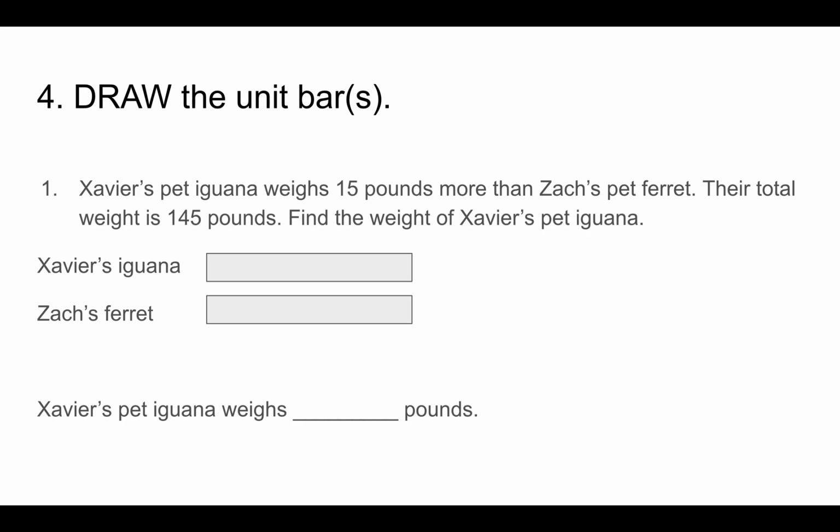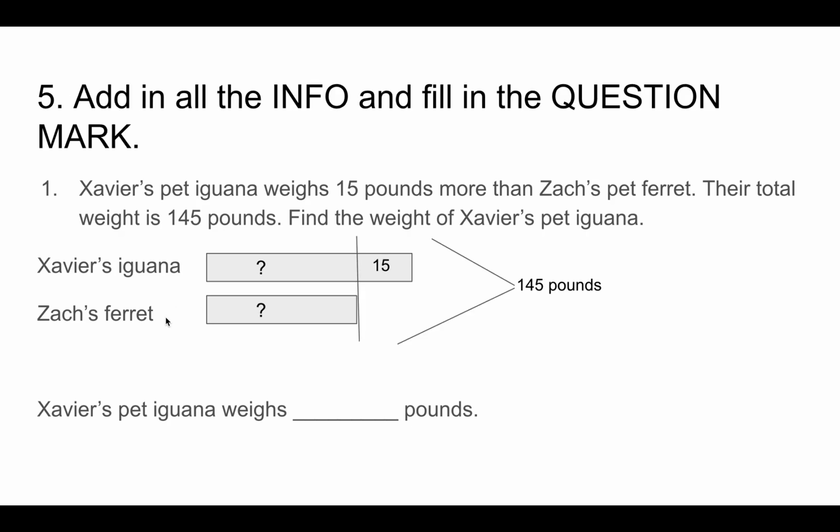Step 4, draw the unit bars. And as I said, the unit bars are just 2 rectangles. One represents Xavier's iguana and one represents Zach's ferret. Step 5, add in all the information and fill in the question mark. So you'll notice that we know that Xavier's pet iguana weighs 15 pounds more than Zach's pet ferret. So I made Xavier's iguana's bar longer than Zach's ferret.